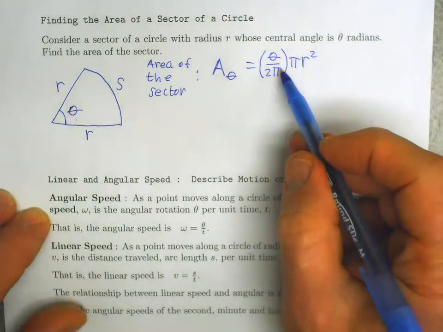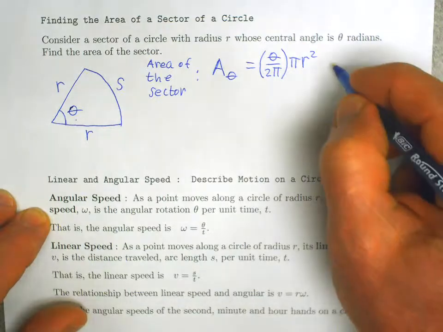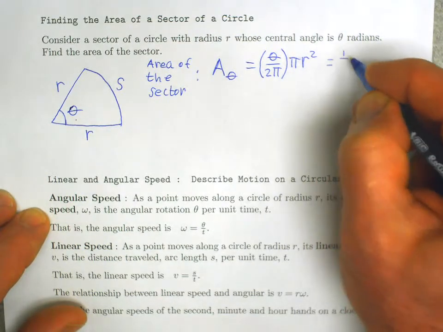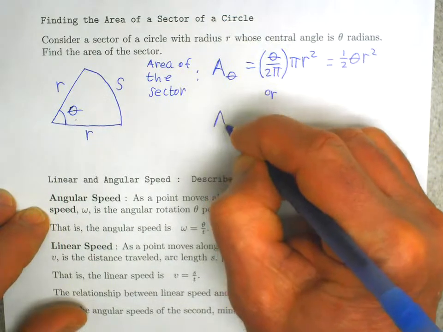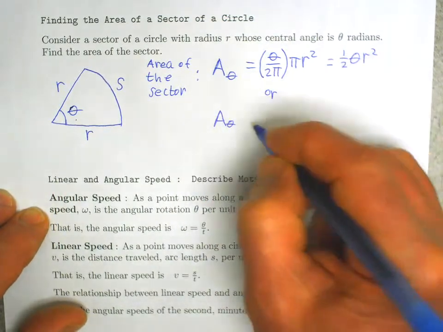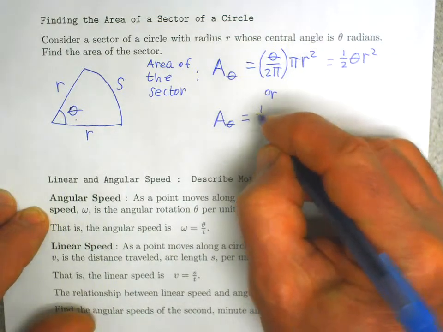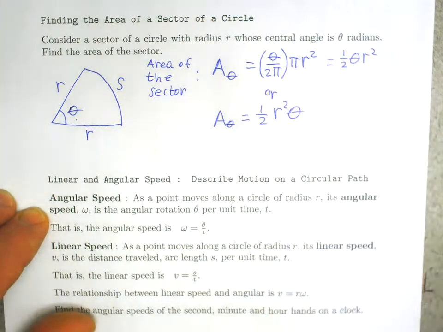And notice that the pi divided by pi cancels. So we can write this as 1/2 theta r squared. Or you might see it written, the area of the sector with central angle theta is 1/2 times the radius squared times theta.